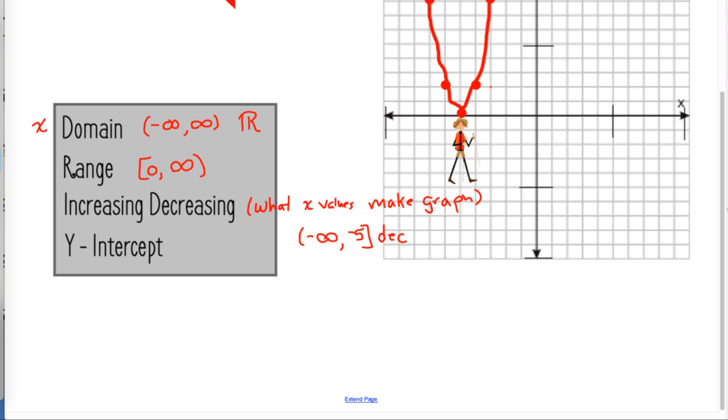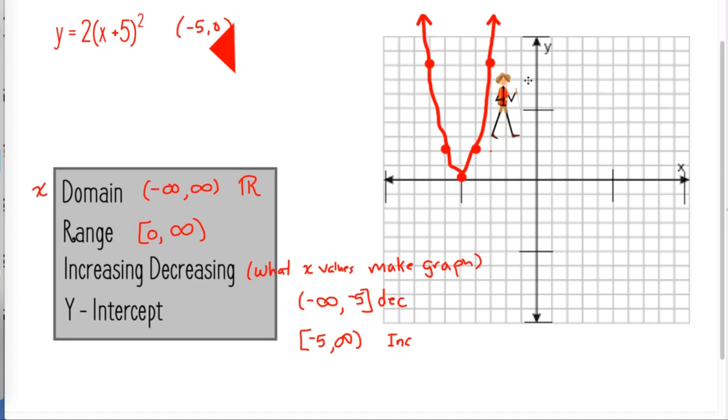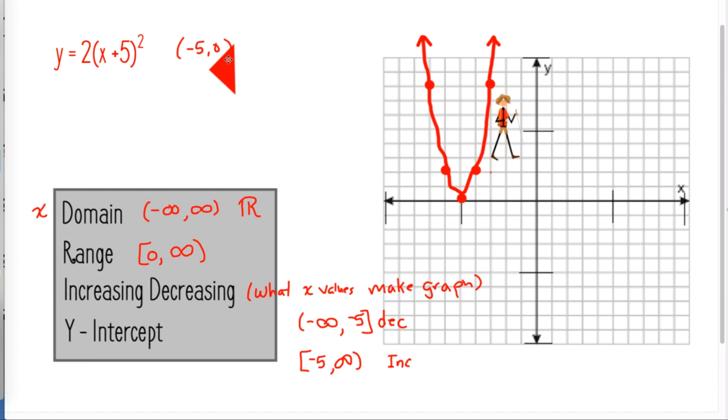Okay, so now what about the hiker? Where is the hiker increasing? Well, the hiker is increasing now from -5 to +infinity. And you can see the great debate because -5 can't be in both the decreasing and the increasing interval at the same time. But we're neither here nor there at this point. We'll leave that for Mr. Rude in calculus.